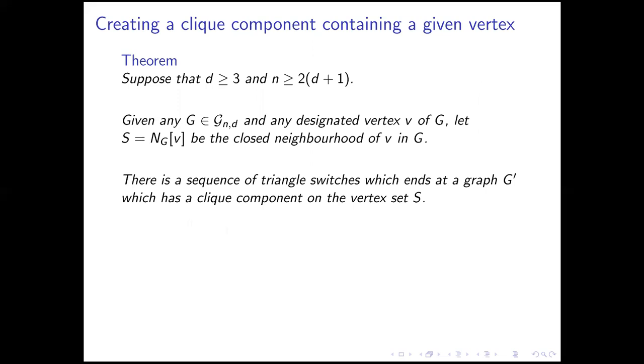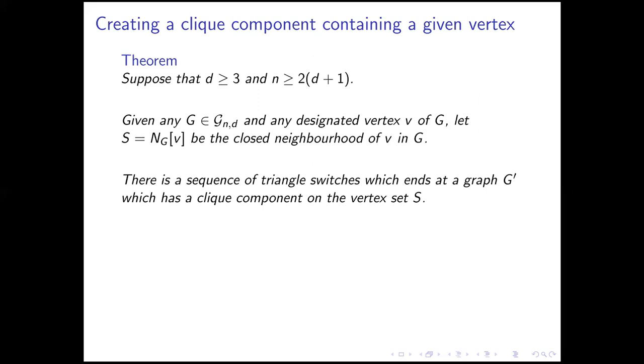Okay, so we've got d greater than 3, and now for the moment we're going to assume that n is at least 2d plus 1, because if I wanted to detach a clique, I've got to have enough vertices to break one off, so I need at least 2d plus 1 vertices to remove the clique. So I pick any graph in the space and I take any vertex, which I call a designated vertex, because the proof is going to focus on that vertex.